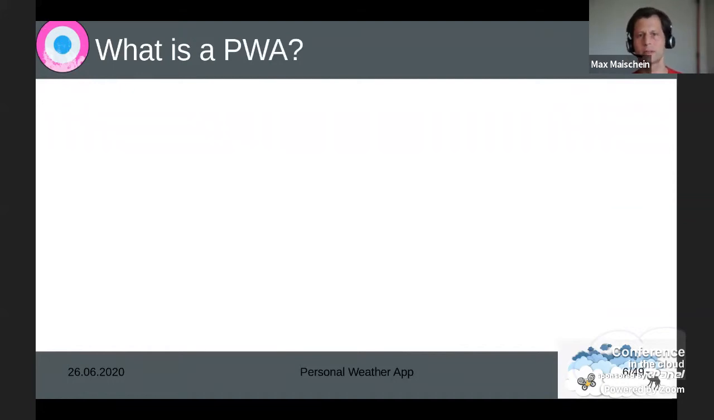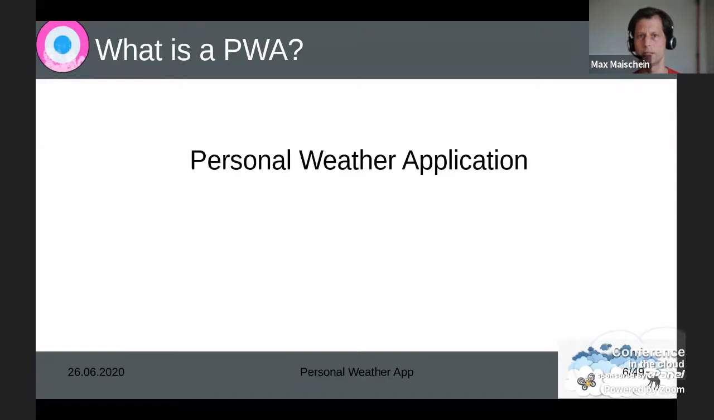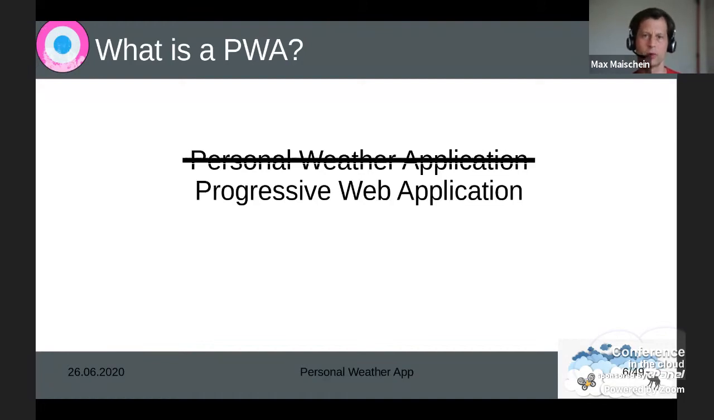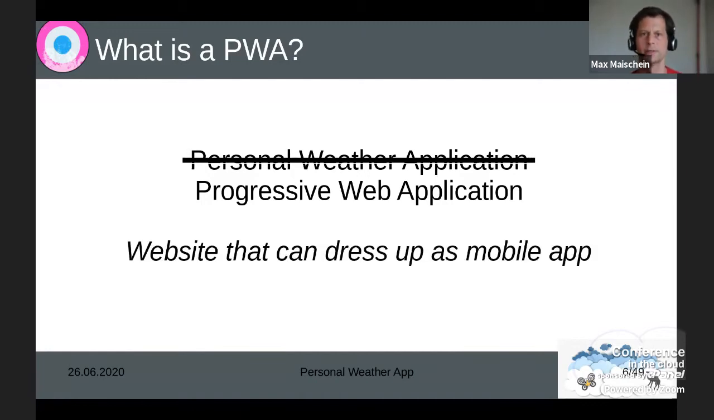So yeah, how does a PWA come into play here? Well, PWA obviously stands for Personal Weather Application. Actually, no, it stands for Progressive Web Application, but don't put too much weight on the individual words there, because maybe the web and application are actually of importance, but the word progressive is just there. And what it basically is, is a website that can dress up as a mobile app. So yeah, that's what a PWA basically is.